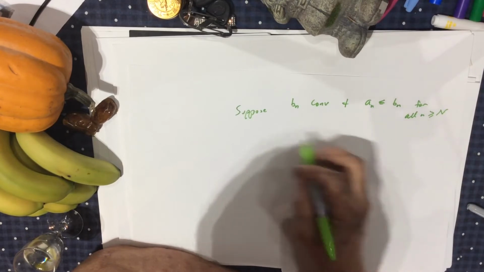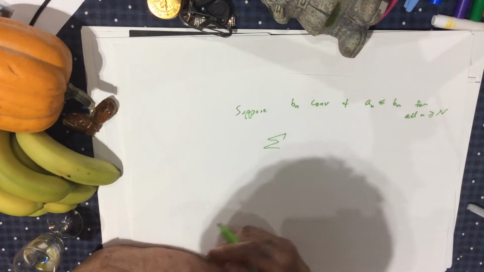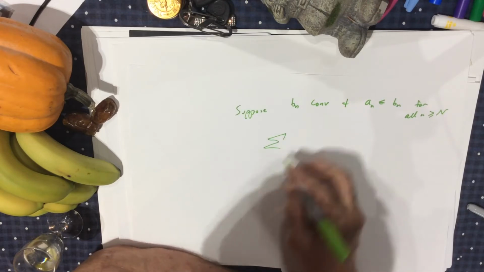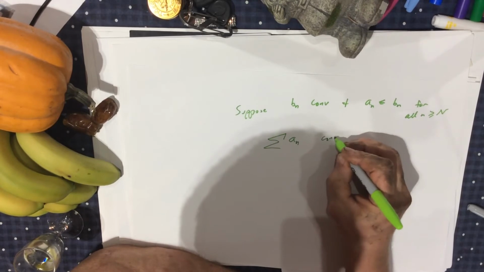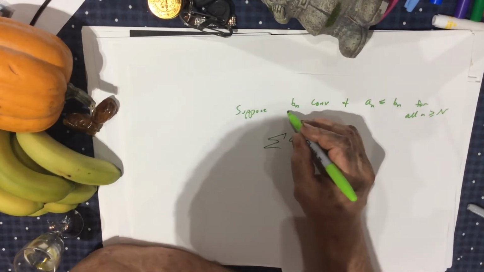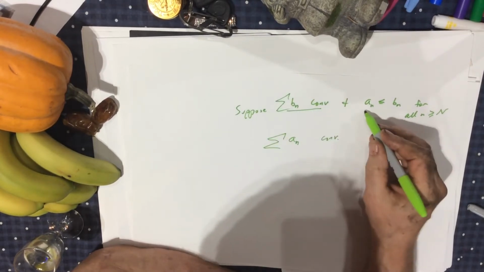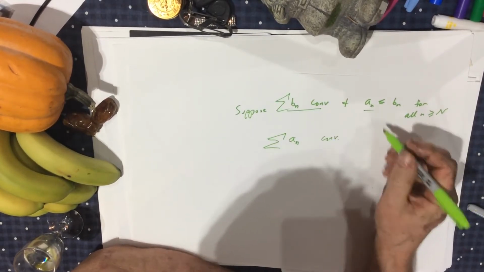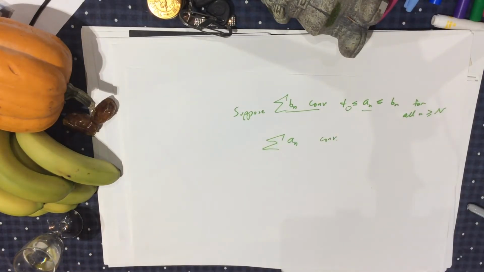So what does this say? It says that the sum, and now I'm going to suppress the index. I'm not going to write where it starts, and I'm not going to write that it goes to infinity. The sum of a sub n converges. It inherits the convergent property of b sub n because a sub n was smaller. Now we need these things to be positive, otherwise you could add up some huge negative numbers.